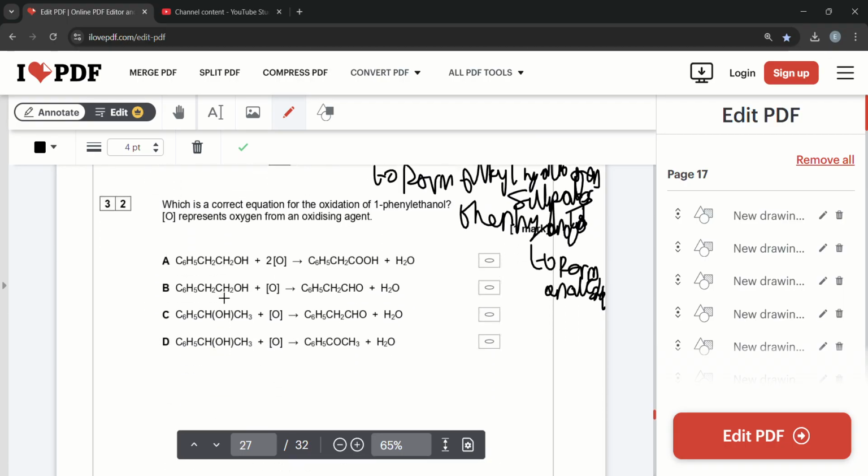And then 32, which is the correct equation for oxidation of 1-phenyl ethanol, and O represents oxygen from an oxidizing agent. It's pretty nice that they included that, but you should know that. Oxidation of 1-phenyl ethanol. So it's going to be between C or D, and the correct one is D.